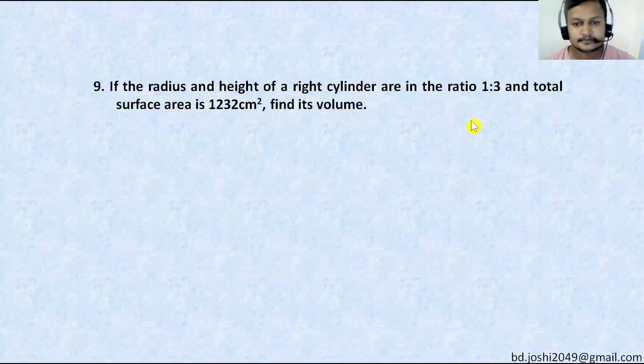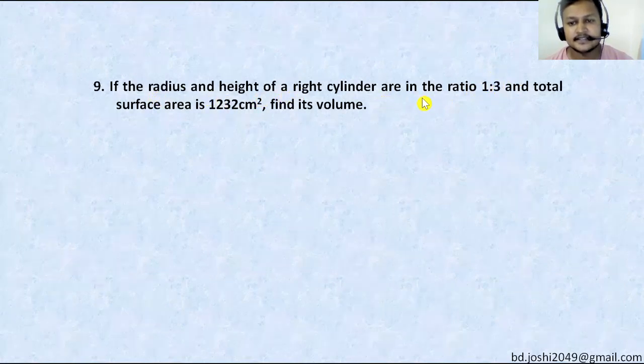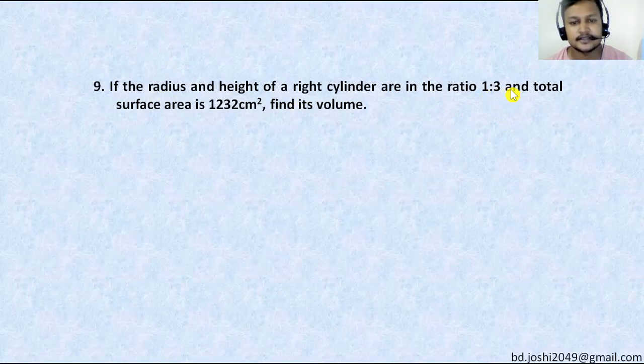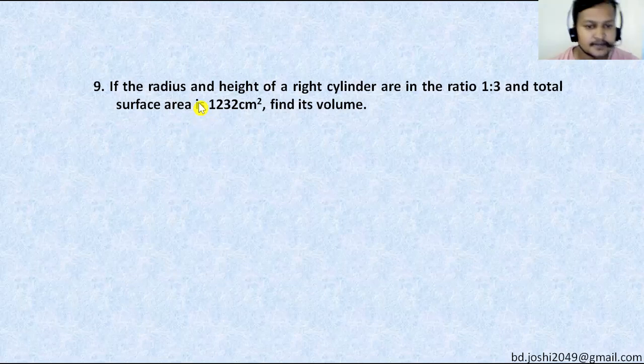Now according to the ratio 1:3, which is the ratio of radius and height of the right cylinder, we have to let the radius and height be x as well as 3x, because the ratio of radius and height is 1:3. And the surface area is 1232 cm square. It is the total surface area. By using this data, the total surface area as well as the ratio of radius and height, we have to find out the radius and height first. And after finding radius and height, we can calculate the volume easily. So let's move to its solution.